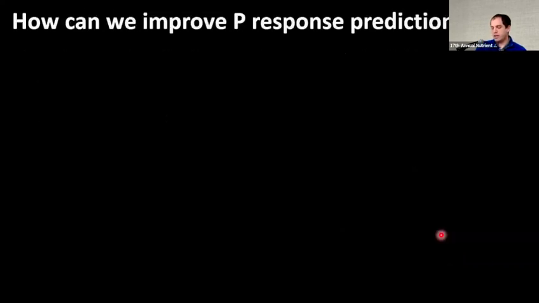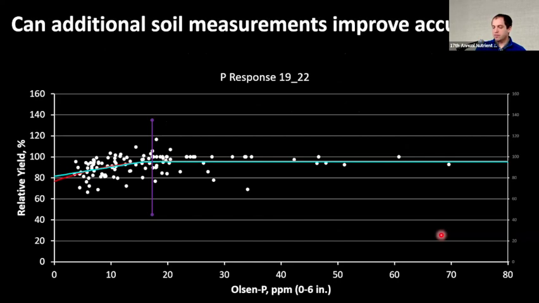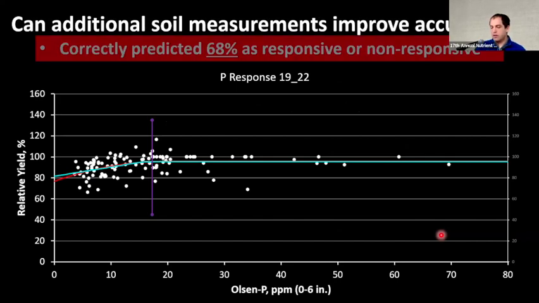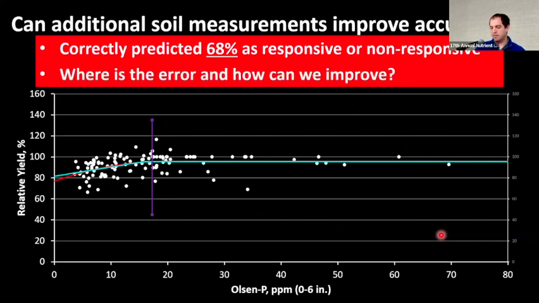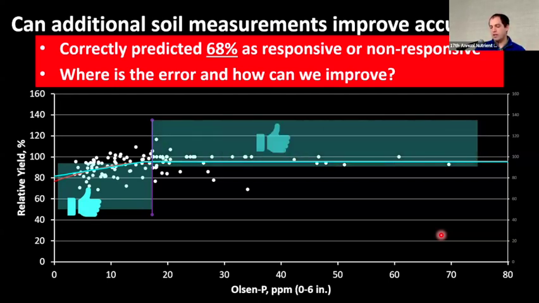The other part of this is we remember this graph right here. We know that it predicted 68% correctly as responsive or not responsive. So which ones are correct and which ones are not? We want to figure out where our error is. If we look at these right here, these ones are good, they're correct. That means they're below that critical value. We said they'd respond to fertilizer and they did. These ones, we say they're above that critical value, we say they wouldn't respond, and they didn't.